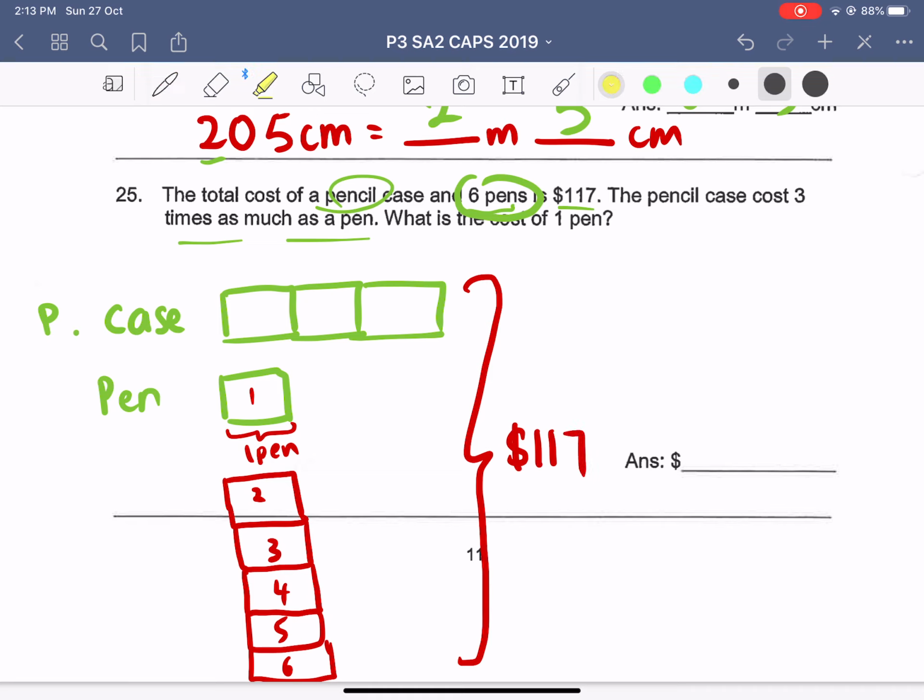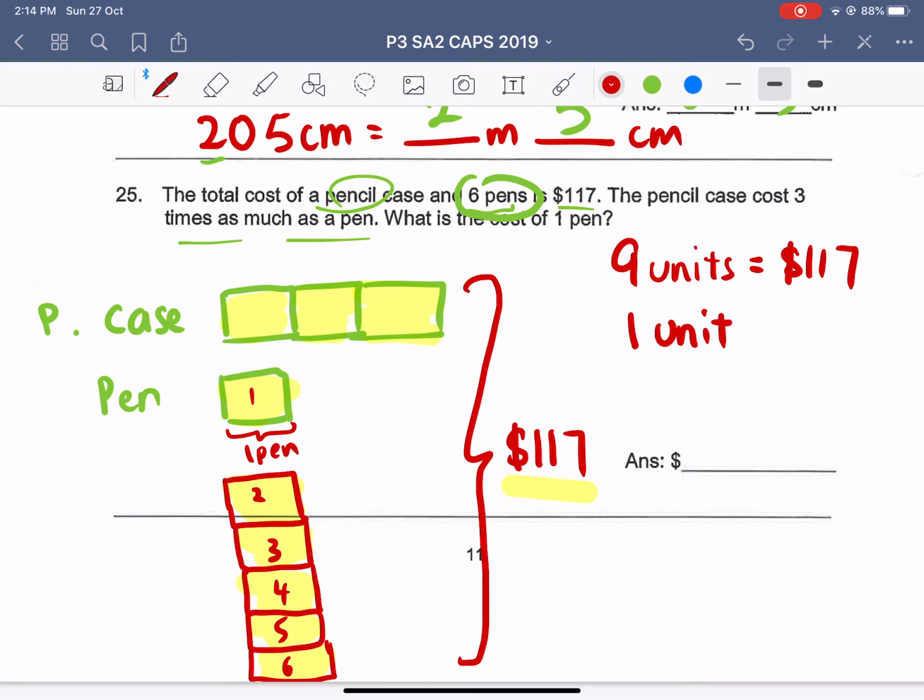Alright, now with our colors, we are going to see this $117 is being shared by how many equal units? 1, 2, 3, 4, 5, 6, 7, 8, 9. So 9 units gives us the total of 117. So we are trying to find out 1 unit, because a pen is 1 box, 1 unit. We will need to do 117 divided by 9.